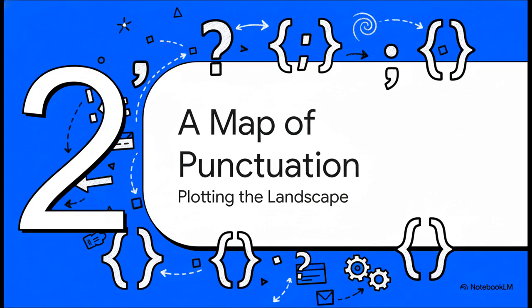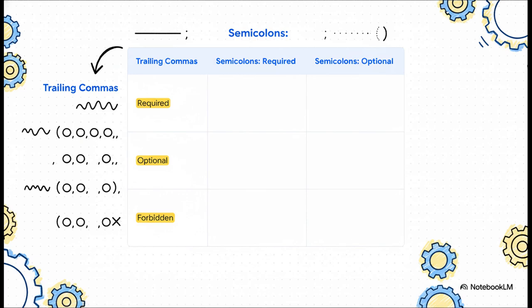But it cracks open a much bigger question. How do other programming languages handle all these little details? Let's zoom out and try to map the entire landscape of punctuation philosophy. And that brings us to the two main battlegrounds. We can organize pretty much every major language on this simple grid. On one axis, we've got the rule for trailing commas in a list. Are they required, optional, or totally forbidden? And on the other axis, the rule for semicolons at the end of a statement, required or optional.